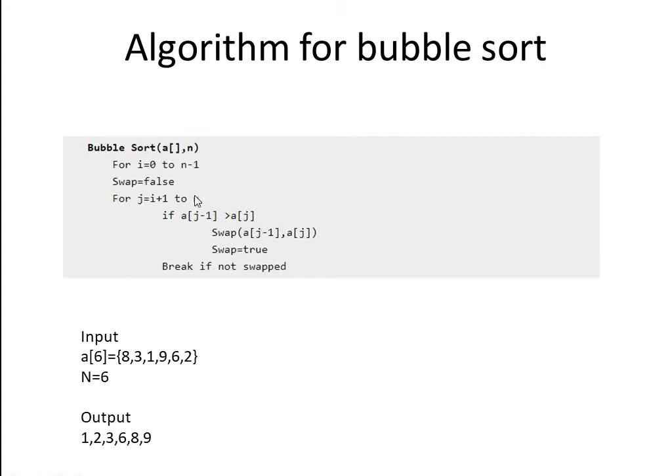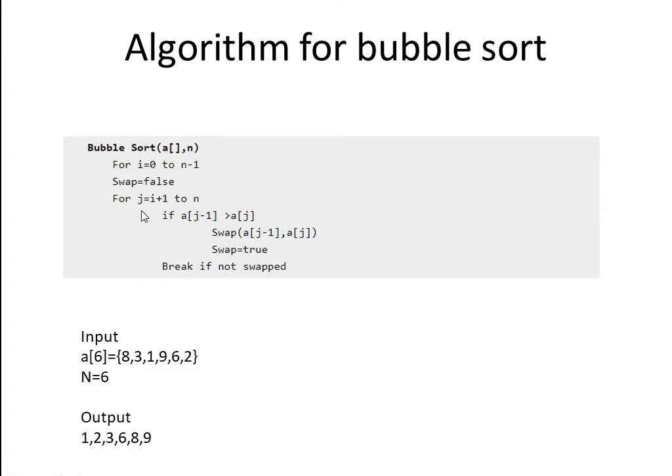After setting it as false, we come to the inner loop, that is for j equal to i plus 1 to n. This j variable is used to compare the elements in the array. j is the index of each element. j is equal to i plus 1, and i is set as 0 initially, so j will be 1. It starts from 1 to n, from the starting element to the ending element.